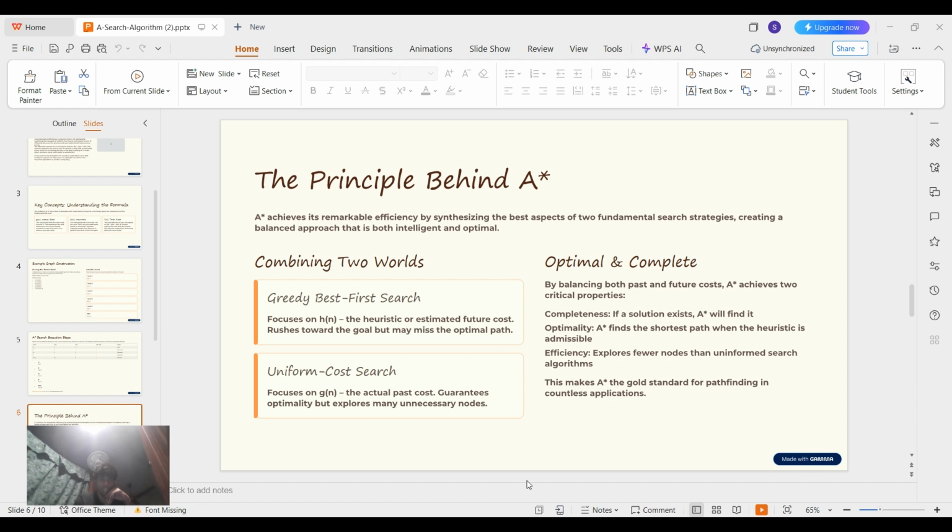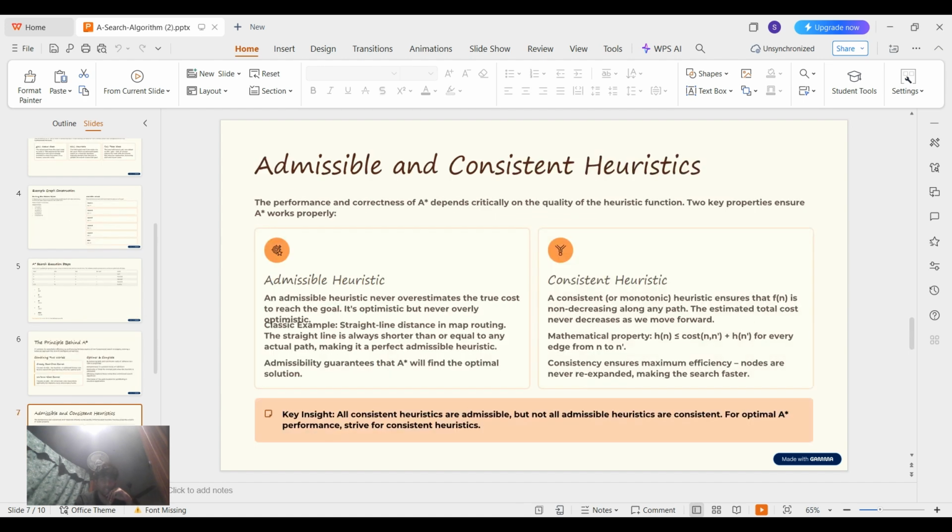And the next slide is admissible and consistent heuristics. The success of A-star depends on how good the heuristic function is. An admissible heuristic never overestimates the actual cost, for example, using straight-line distance in maps. A consistent heuristic ensures that the total estimated cost never decreases along a path. Consistency improves efficiency because nodes don't need to be rechecked. It is important to remember all consistent heuristics are admissible, but not all admissible heuristics are consistent.